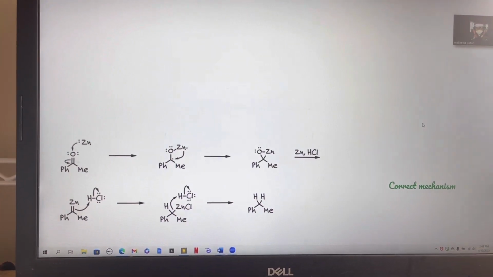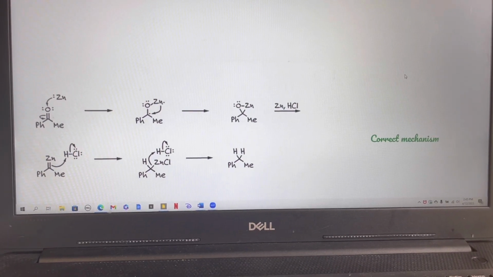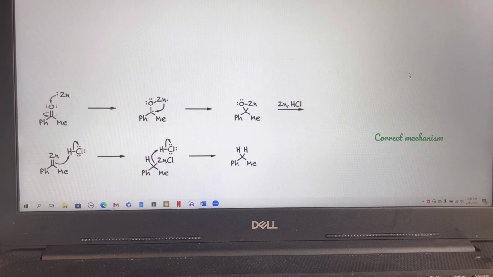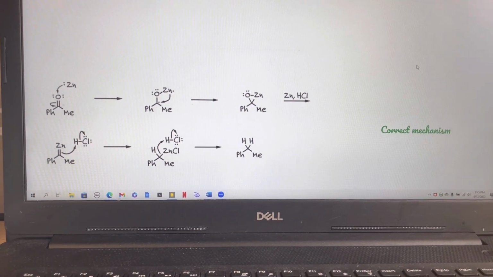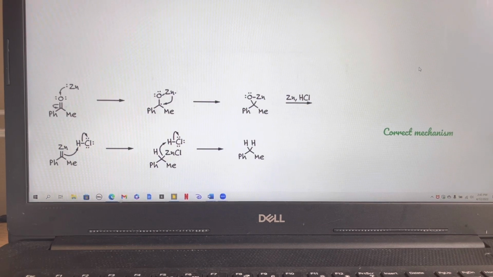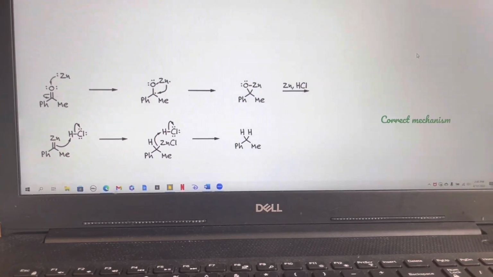So we have a correct mechanism, which shows how there are two hydrogens that are obtained and used through the Clemmensen reduction.